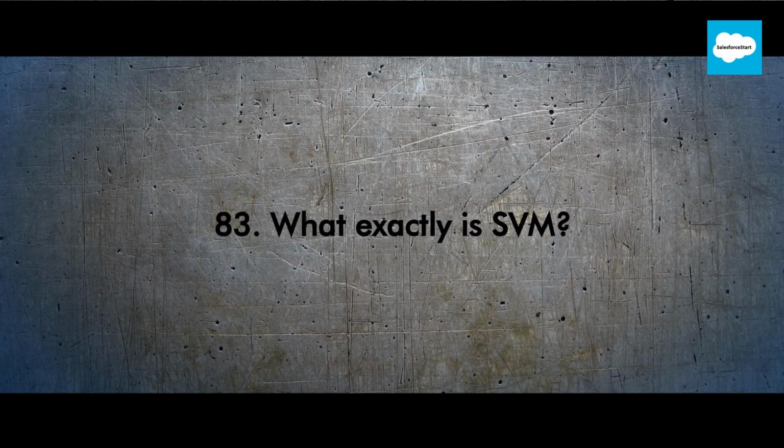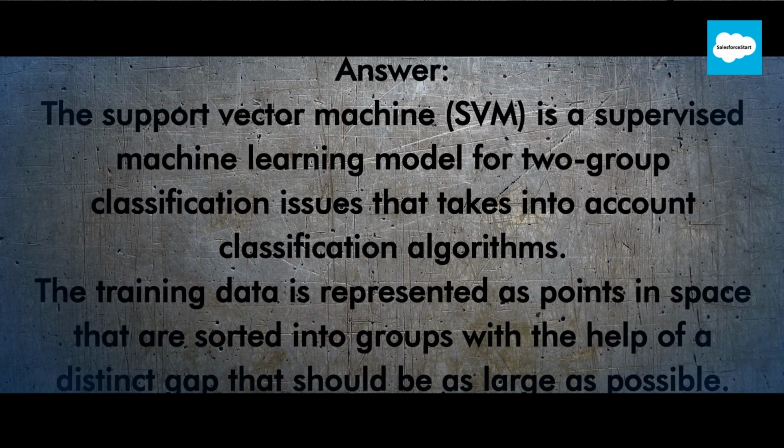83. What exactly is SVM? Answer. The support vector machine, SVM, is a supervised machine learning model for two-group classification issues that takes into account classification algorithms. The training data is represented as points in space that are sorted into groups with the help of a distinct gap that should be as large as possible.